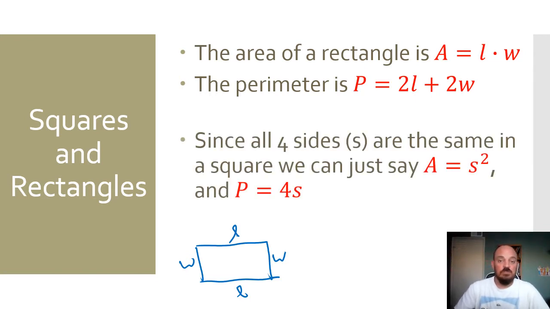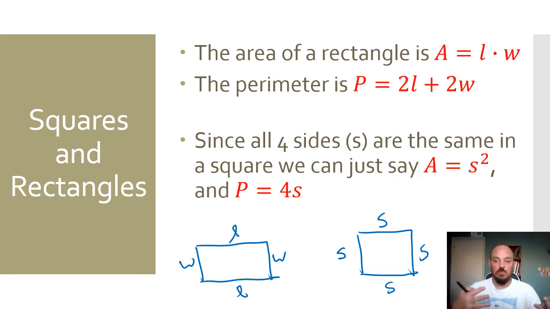Now, a square is actually even easier. If you have a square, all 4 sides are the same. So instead of calling them L and W, we just call them all S. S, S, S, S. And when we do the same thing for area, when you do length times width, you get the same number, side times side. So we just say side squared. And same for perimeter. Instead of saying 2 W's plus 2 L's, they're all the same. We just have 4 S's. So the perimeter is 4S. So finding area and perimeter of a square or rectangle is usually a very simple question. But I'm going to show you an example that's a little bit tricky.